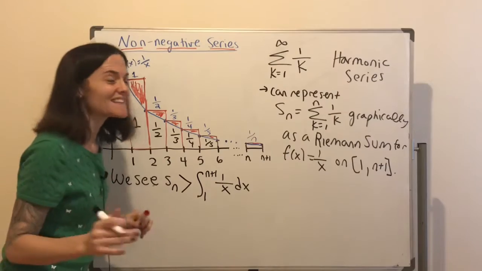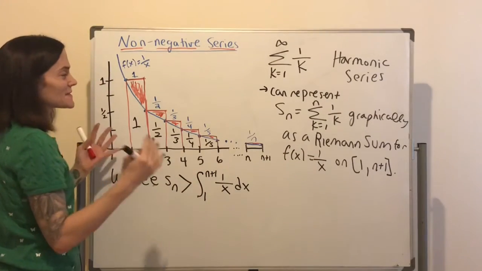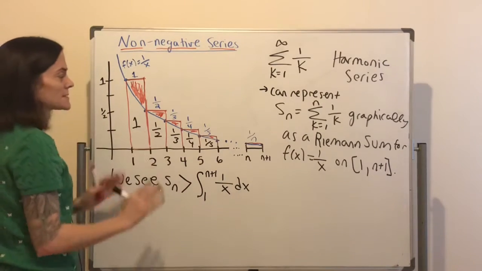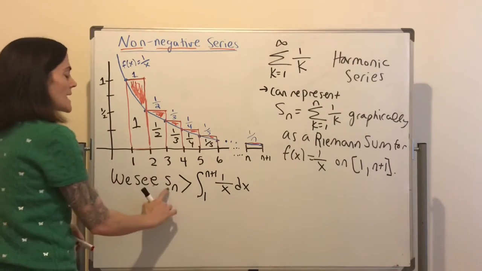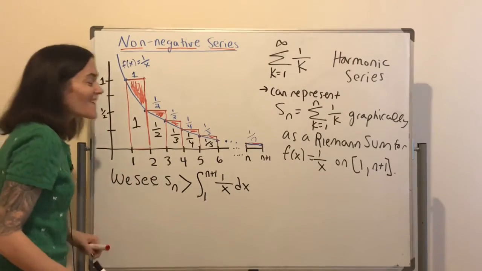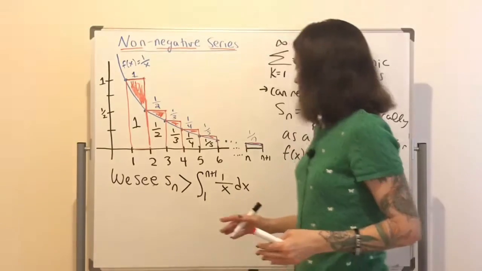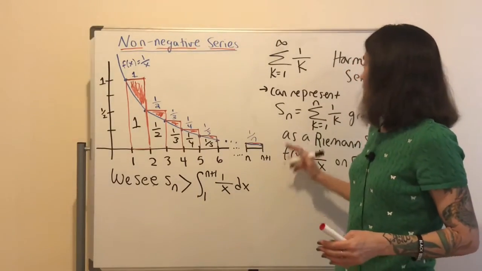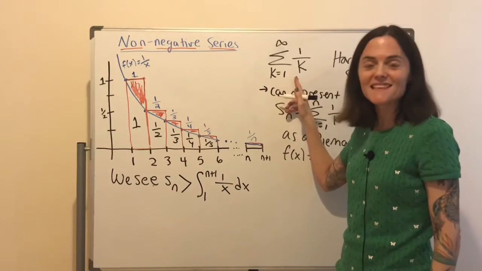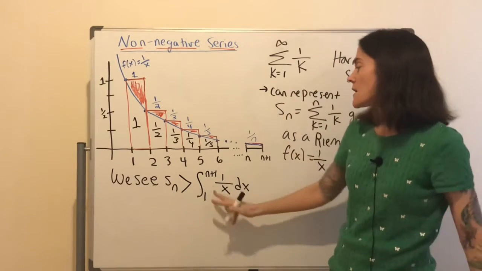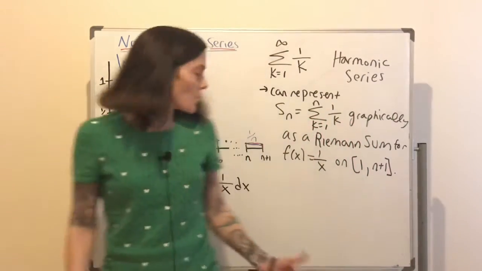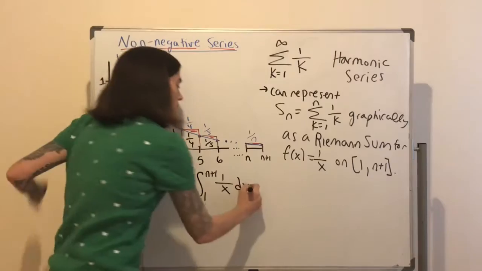This is what we get by representing it graphically as a left Riemann sum in particular. We see that this partial sum is bigger than this definite integral. Now, what are we going to do? Well, by definition, we take a limit as n goes to infinity of Sn. This is going to tell us whether or not this series converges or diverges. So Sn is bigger than this, and what happens when we take a limit?